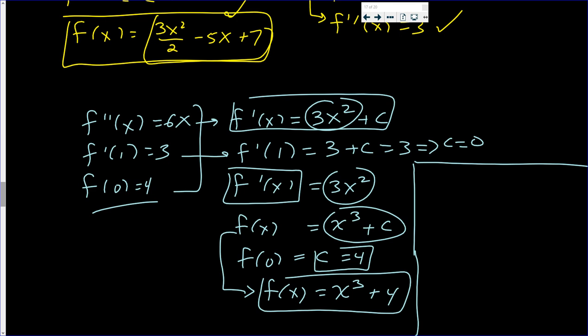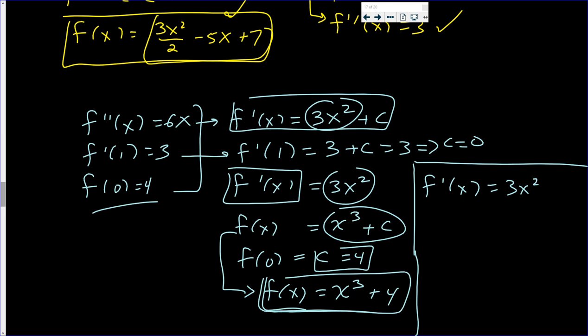Okay, let us take the derivative of f of x. So we get f prime of x is 3x squared plus 0. Well, first of all, let's check the first thing that we should have. f of 0 is 0 cubed plus 4, which is 4. Got it. f of 0 is 4.